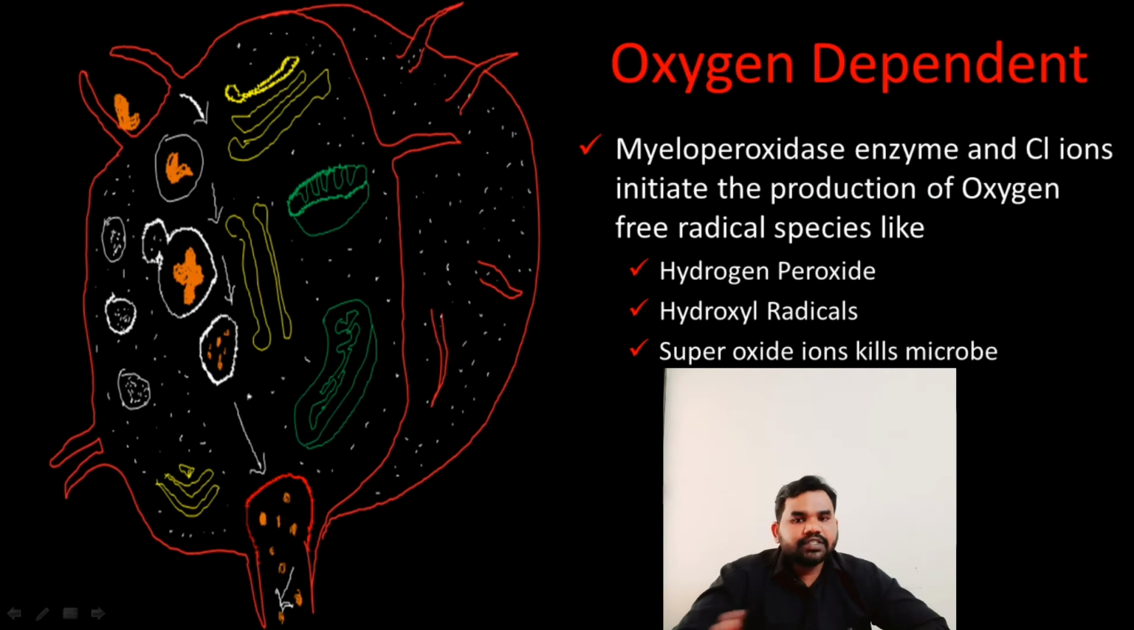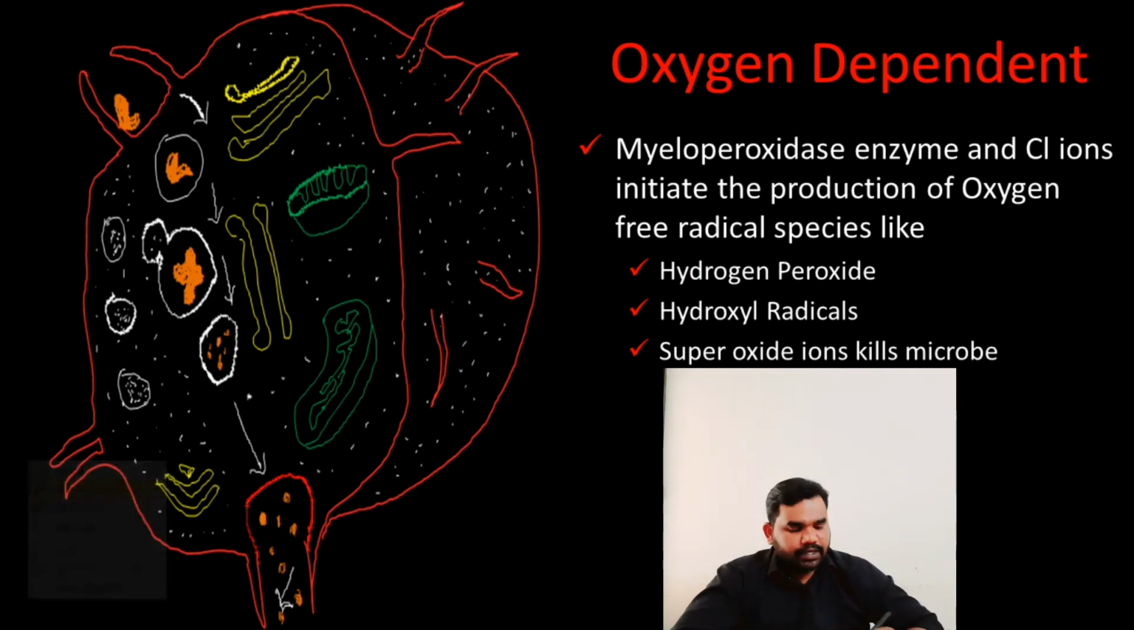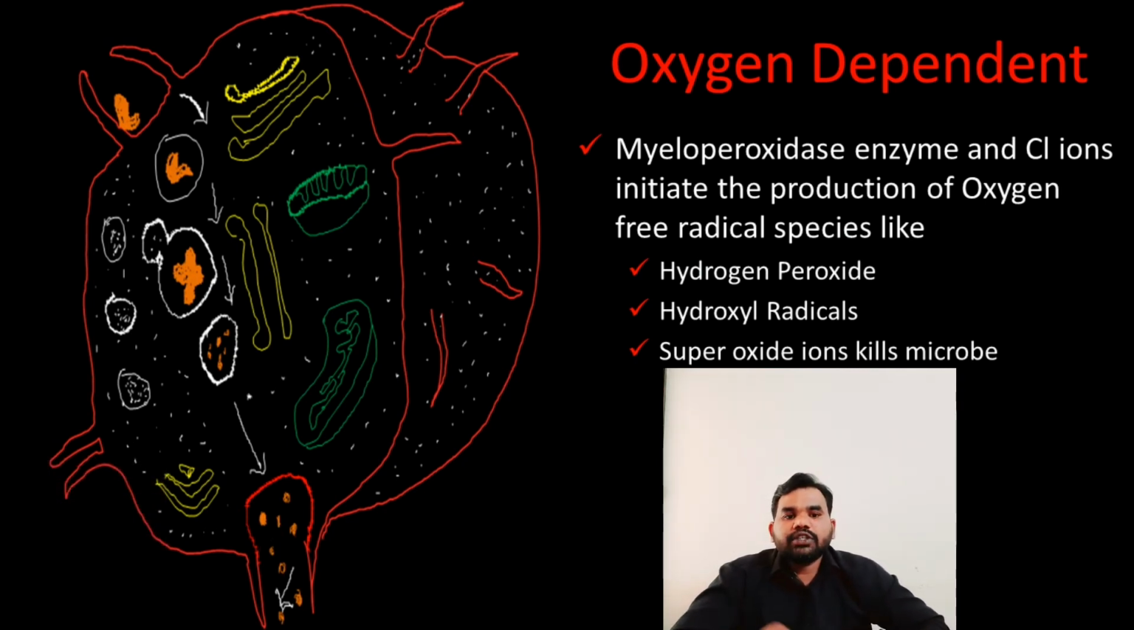Inside this phagolysosome, once the microorganism is internalized, and the internalized phagosome combines with the lysosome, it is called the phagolysosome, and that phagolysosome will increase the production of oxygen free radical species, like hydrogen peroxide, hydroxyl radicals and superoxide ions. The myeloperoxidase enzyme and chlorine ions which are present inside this phagolysosome will produce these oxygen free radical species, and this will result in the death of this microorganism.